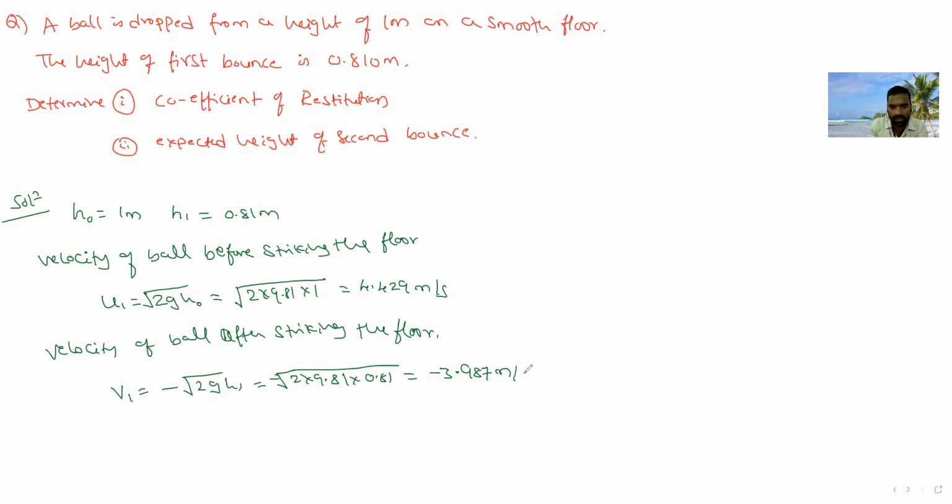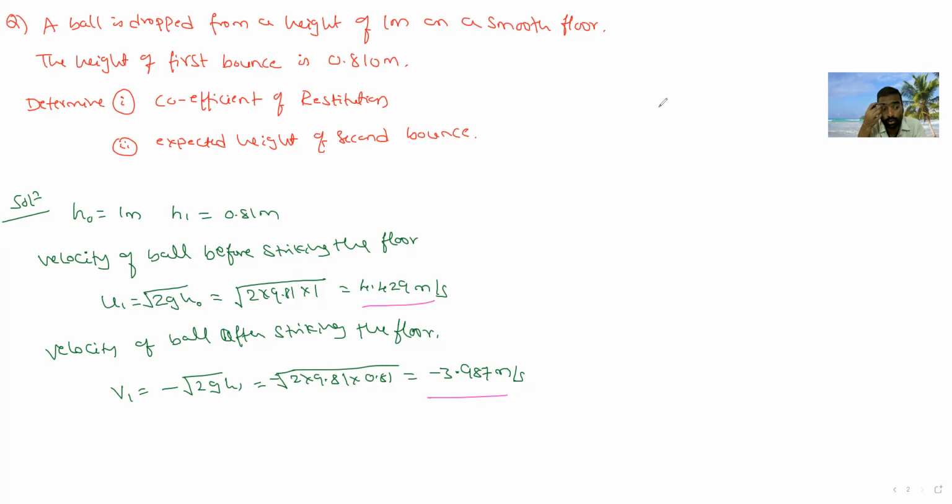So this is equal to minus 3.987 meter per second. You should know why I have taken a positive answer here and a negative answer here. Before striking, the ball is coming towards the ground. That's why it is positive. After striking, the ball is going away from the ground. That's why it is minus.